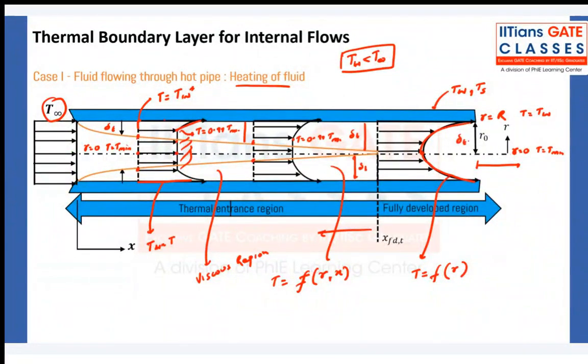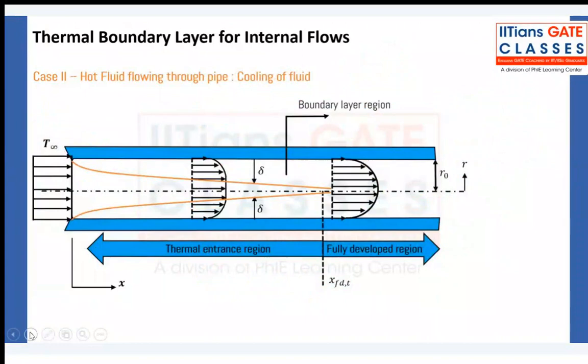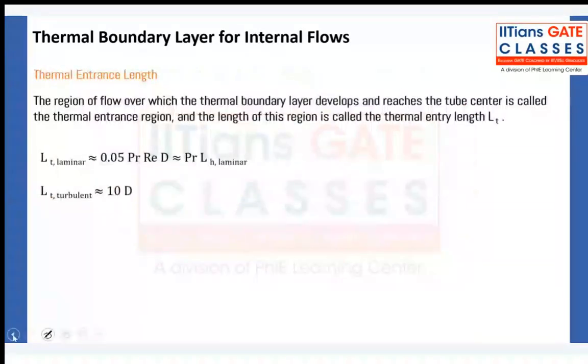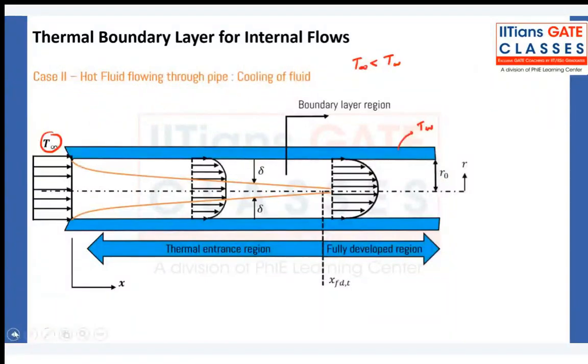What happens in cooling? In cooling, if this is your wall temperature and this is your T infinity, now T infinity is greater than T wall. So we have maintained our pipe boundary or duct boundary at lower temperature. What will happen? As soon as the fluid comes in contact with the boundary, it will give some heat to the boundary, and that heat will go out. So now it is the cooling of fluid. Now fluid is getting cold.